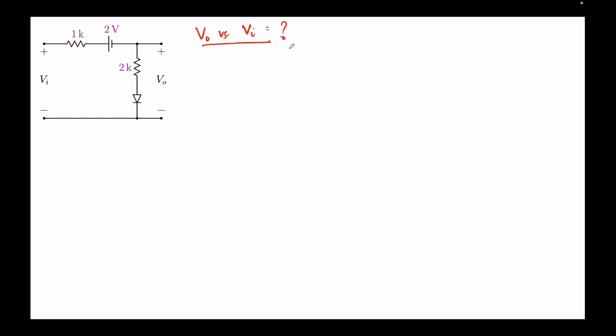Now first of all, what diode model are we using? As I told you, we'll be using this diode model. This is also referred to as V on, which is 0.7 volts. This is the current through the diode on the y-axis, and on the x-axis is the voltage that you are applying to the diode.